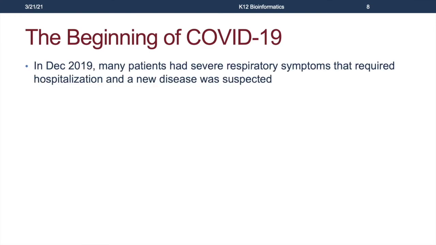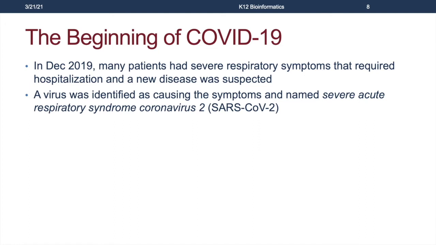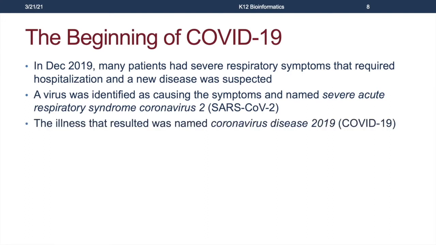In December 2019, one of these events happened where many patients had severe respiratory symptoms that required hospitalization and a new disease was suspected. A coronavirus was identified as causing the symptoms and named Severe Acute Respiratory Syndrome Coronavirus 2, or SARS-CoV-2 for short. The illness that resulted from the virus was named Coronavirus Disease 2019, or COVID-19 for short. The illness spread very quickly.